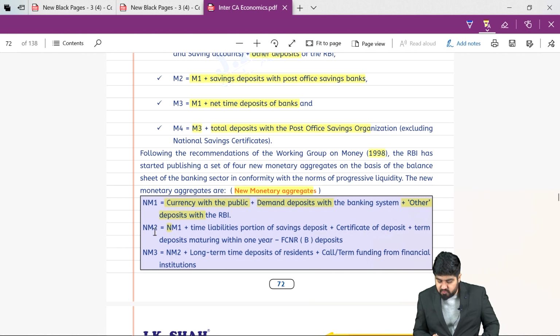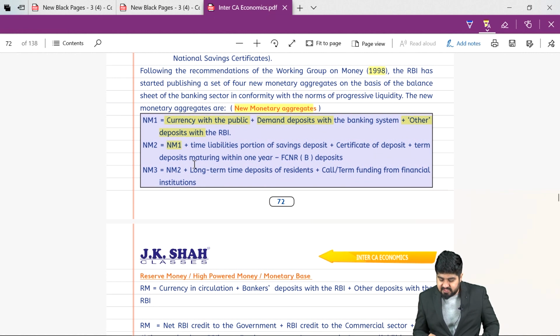The older NM2 is nothing but NM1 plus time liabilities portion of saving deposit, certificate of deposit, term deposit maturing within 1 year, and FCNR deposits. So all these things are there, but however you need to remember only the new one. NM3 is nothing but NM2 plus long term time deposits of residents plus call or term funding from the financial institutions. What are long term deposits?